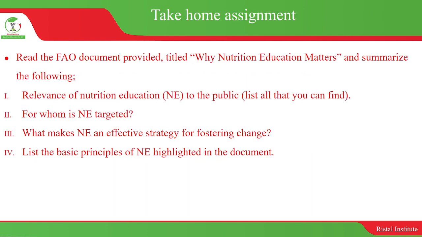Basically, that is what we have for today. And before we close this session, I would like to give you this take-home assignment. There is a document on nutrition education. This document was carried out by FAO, and it is titled Why Nutrition Education Matters.